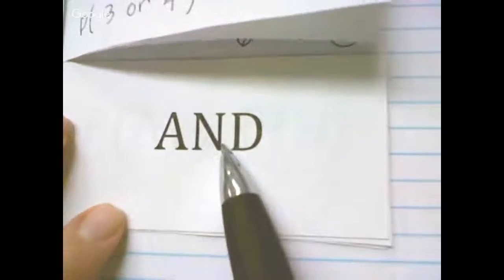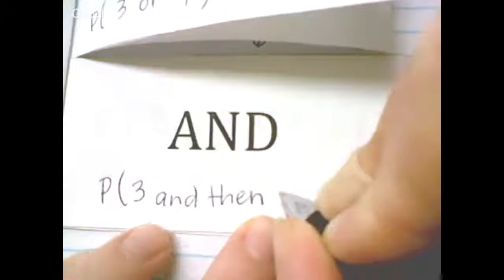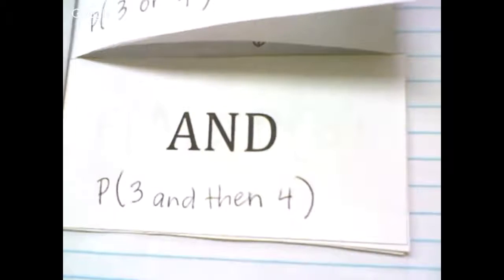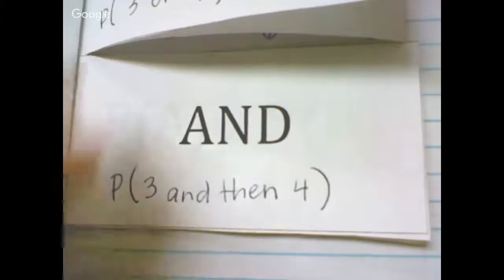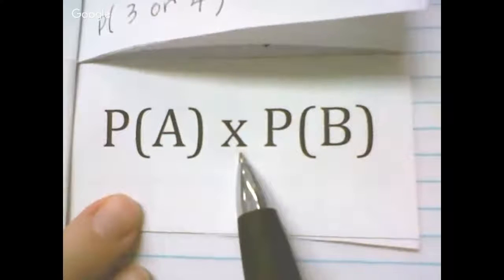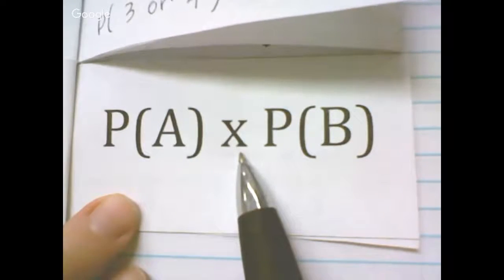Let's say I want an and. So probability of rolling a 3 and then a 4. So we're rolling twice. In this case, I multiply.